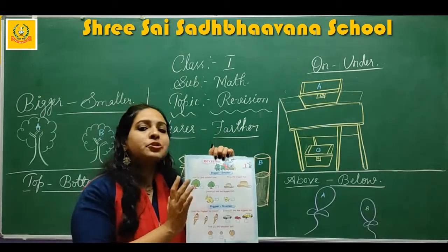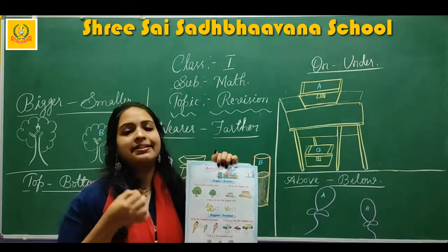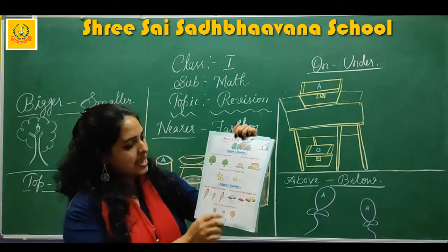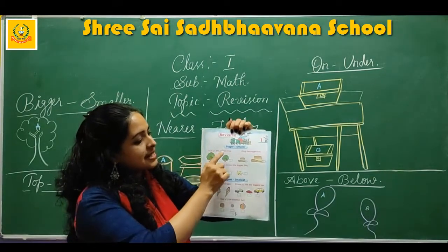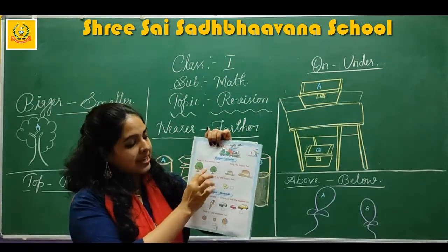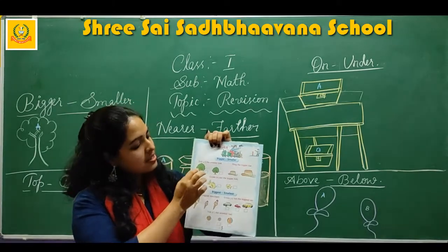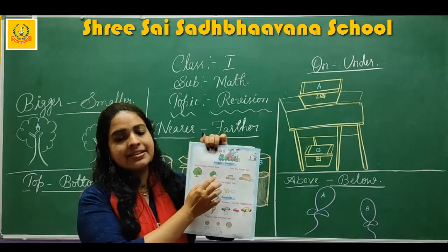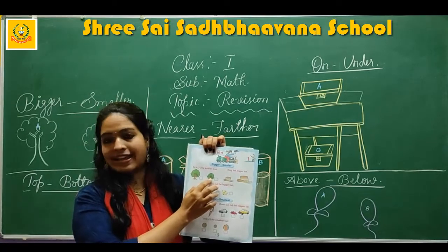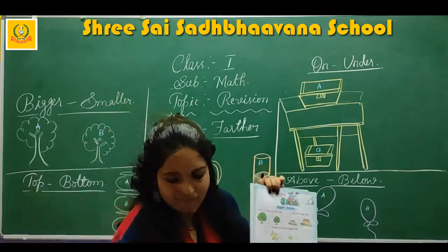What you have to do? You have to read this page, and whatever they have asked you to do, you have to do, children. So see here, tick the smaller tree. You have to tick the smaller tree. So which tree is the smaller one? The first one or the second one? The second one is the smaller tree. So to this tree you have to put a tick mark.